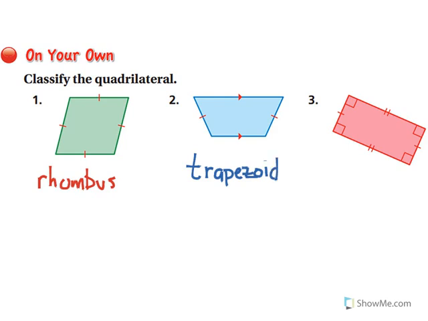There we go. And then finally, this is what we know. We have 4 right angles. So it narrows it down to rectangle and square. And then for this one, we have 2 sets of congruent sides, but they're not all the same. So in this case, this is a rectangle. Okay, let's go ahead and move on.